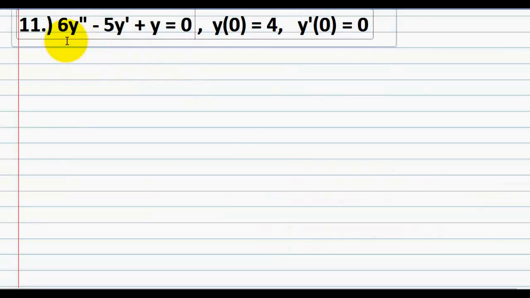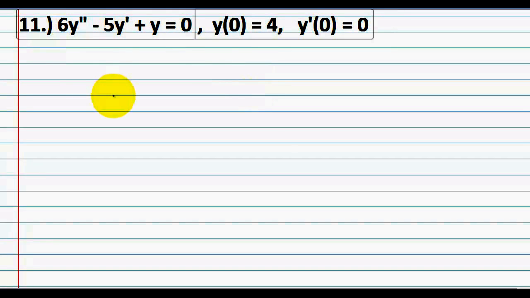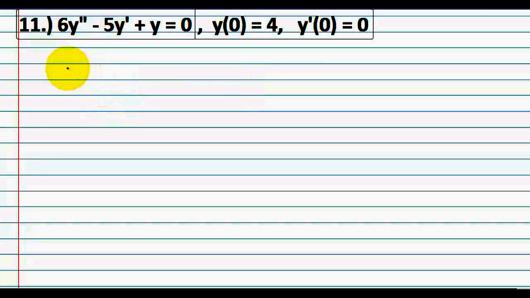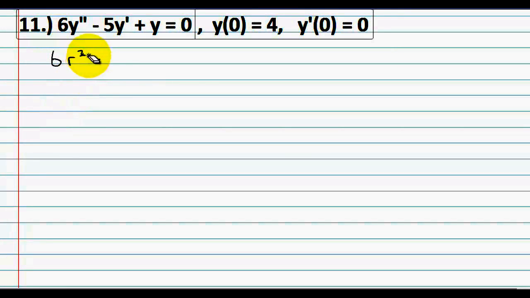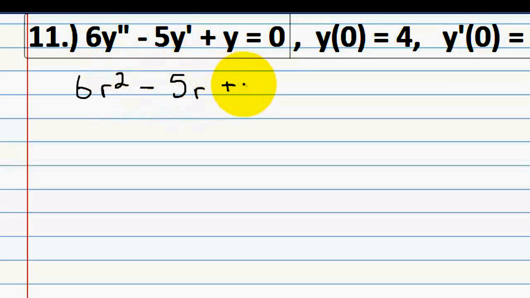So this is 6y double prime minus 5y prime plus y is equal to 0. Let's go ahead and jump on this one. So again, let's go ahead and put this into the characteristic form. We're going to get 6r squared minus 5r plus 1 is equal to 0.